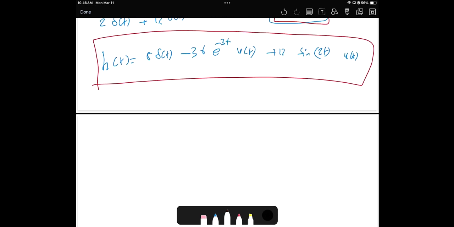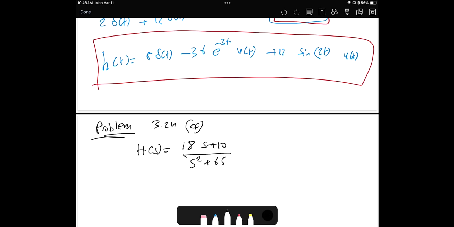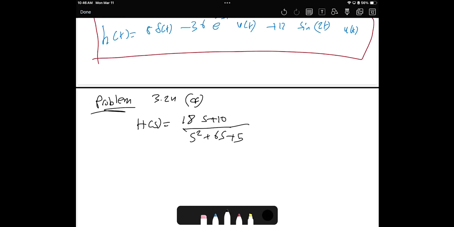Now, I'm going to go to another problem. I don't think I will be finishing today, but I'm going to start. So, the problem, I think in the textbook, 324a. We have a system whose transfer function is H of s equals 18s plus 10 over s squared plus 6s plus 5. That's the transfer function. The question says, if the input is x of t equal to u of t, find y of t.